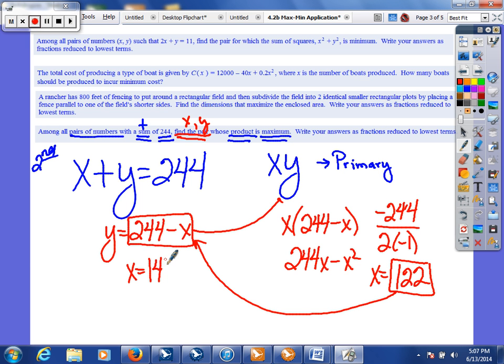And we've said that's going to be true because this is a lot like the perimeter one. When I add things up and I have a product that I'm trying to maximize, a lot of times a square, in this case 122 by 122, would be your dimensions. Okay? And you can multiply those two together if they're asking for the maximum product. You can multiply the 122 and the 122.